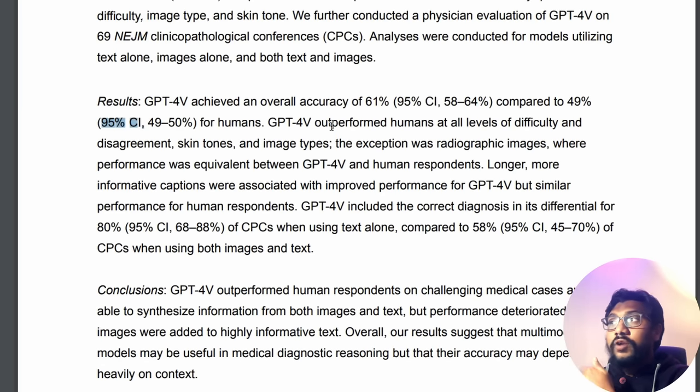GPT-4 vision literally outperformed humans at all different levels. It's a statistically significant result. The only exception was radiographic images, where the performance was equivalent between GPT-4 vision and human respondents.